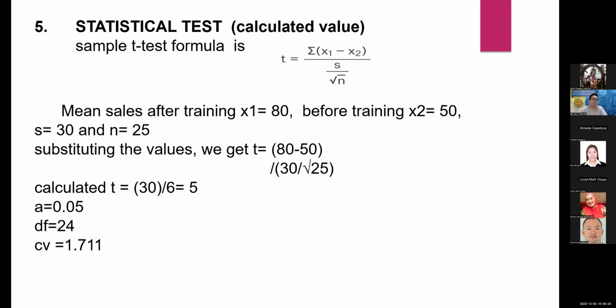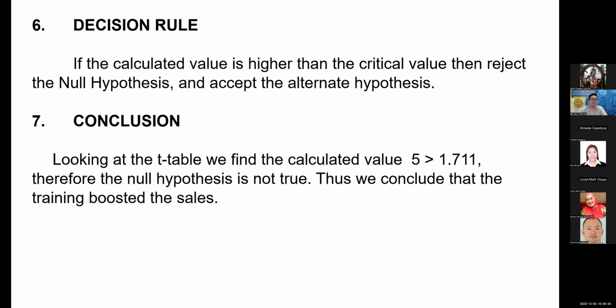So at alpha of 0.05, the degrees of freedom 24, and critical value of 1.711, we proceed to our decision rule that if the calculated value is higher than the critical value, then we reject the null hypothesis and accept the alternate hypothesis.